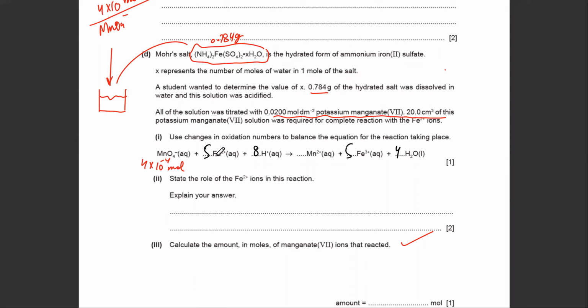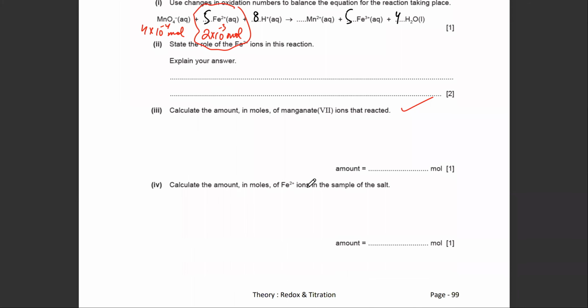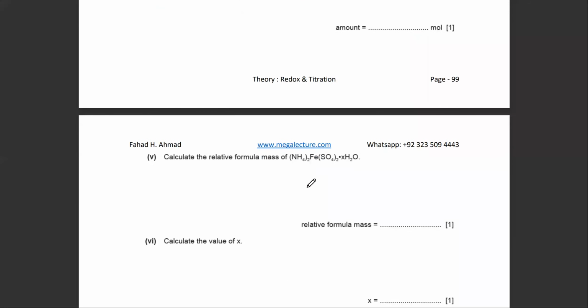What do you get if you multiply this by 5? Two into 10 raised to power negative. So you found the moles of Fe, right? Now he's asking, calculate the formula mass of this.